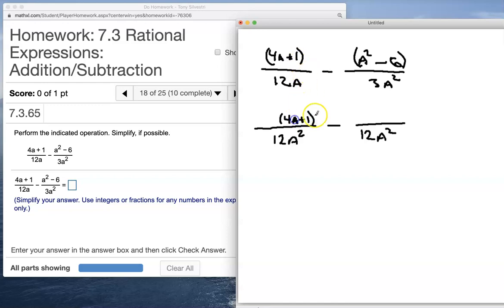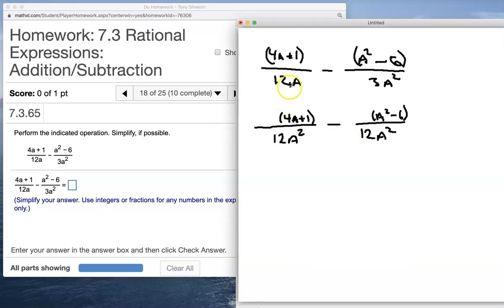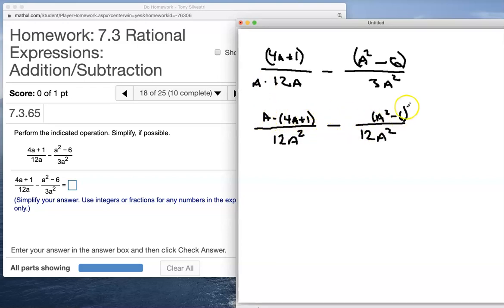That's the bundle I brought down. And over here is a squared minus 6 that needs to be adjusted. Now what do I do? What do I mean by adjusting? I start off with 12a, I end up with 12a squared. I've got to multiply the bottom by a, I've got to multiply the top by a. That's done on that side.